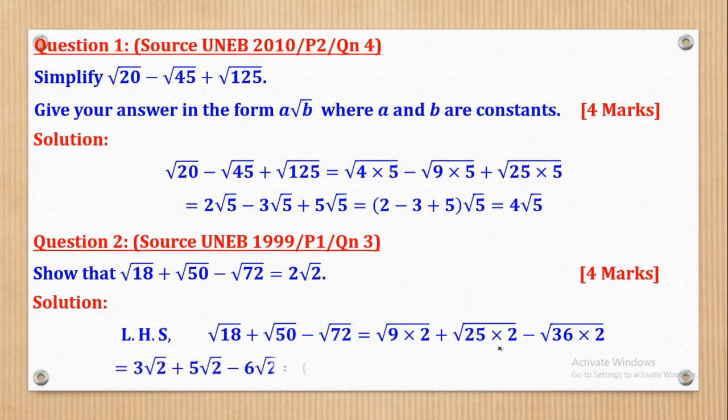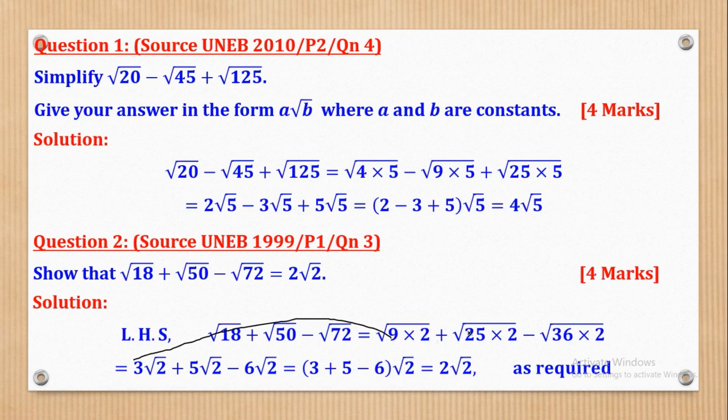Now 9 is a square number. 9 is 3 squared, so 3 can come out. 25 is 5 squared, meaning 5 can come out. And 36 is 6 squared, meaning 6 can come out. Then this root is the same, root 2, root 2, root 2, so it can come out. Then you remain with 3 plus 5 minus 6, which is here. And when you simplify this, it gives you 2, you maintain this one to give you 2 root 2, which was required.